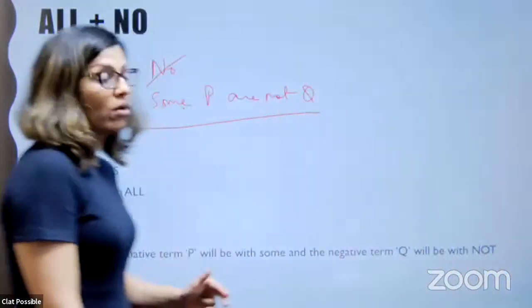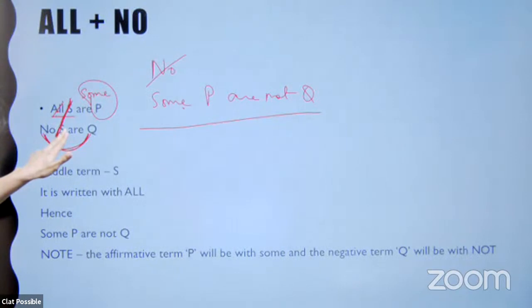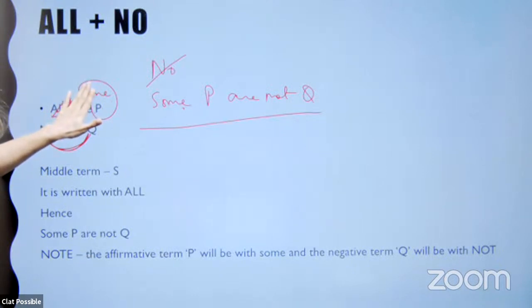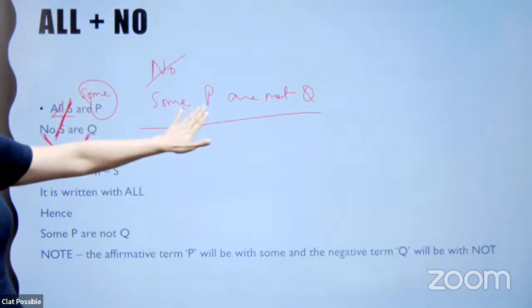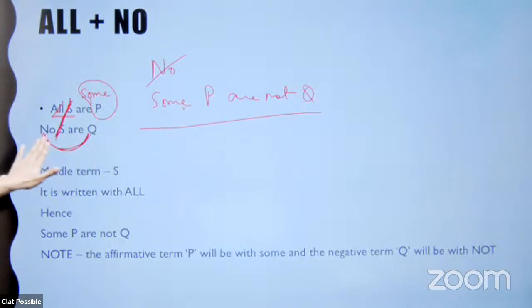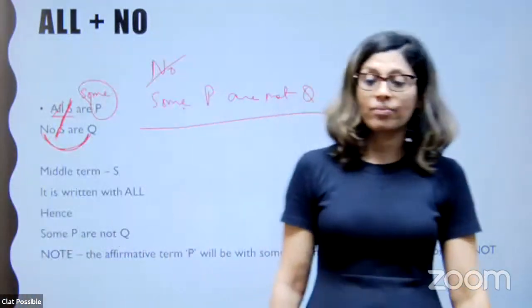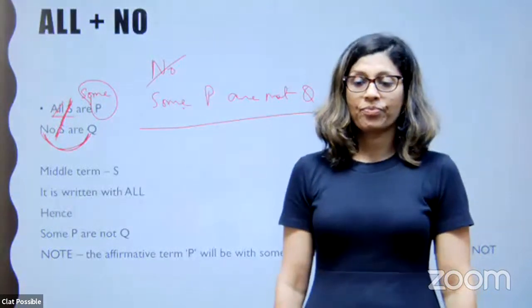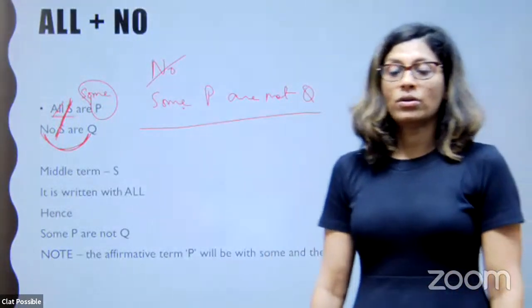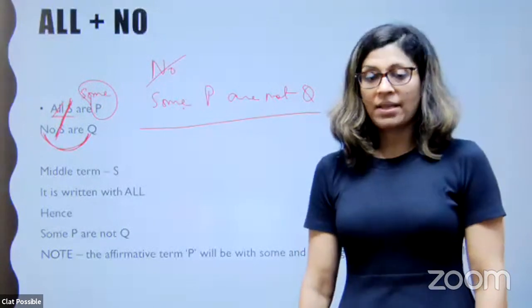And when the middle term is the subject of all gets cancelled, what will we use with the predicate? Some. So some P we copy from here, no Q we copy from here. Have you understood how to write sum not? Simple, everyone.